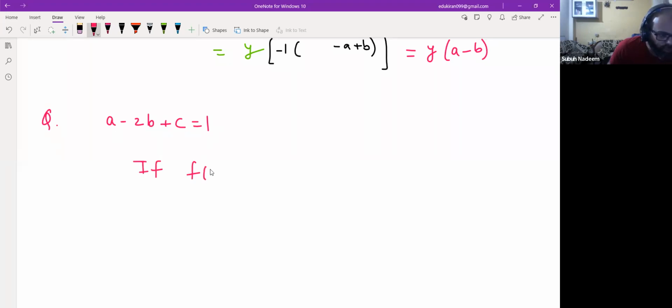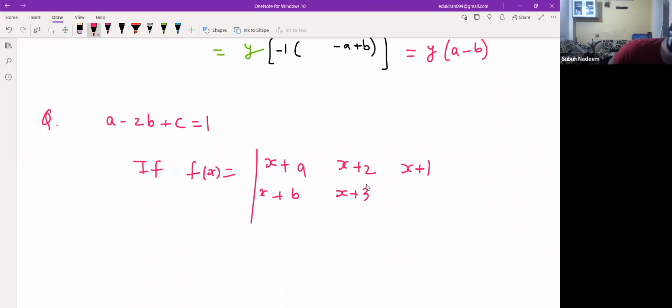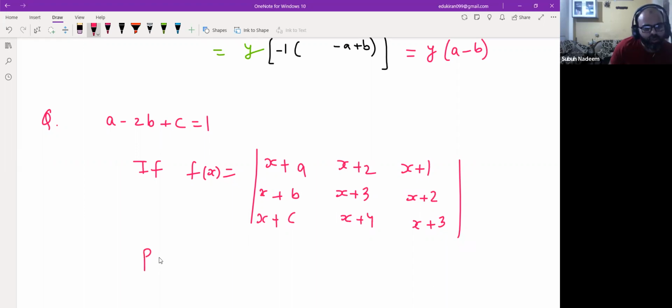If f(x) is equal to the determinant with rows: x plus a, x plus 2, x plus 1; x plus b, x plus 3, x plus 2; and x plus c, x plus 4, x plus 3, then you have to find the value of f(x). There are options given, but I'm not giving you options; I'm writing it like this: f(x) equal to 1.